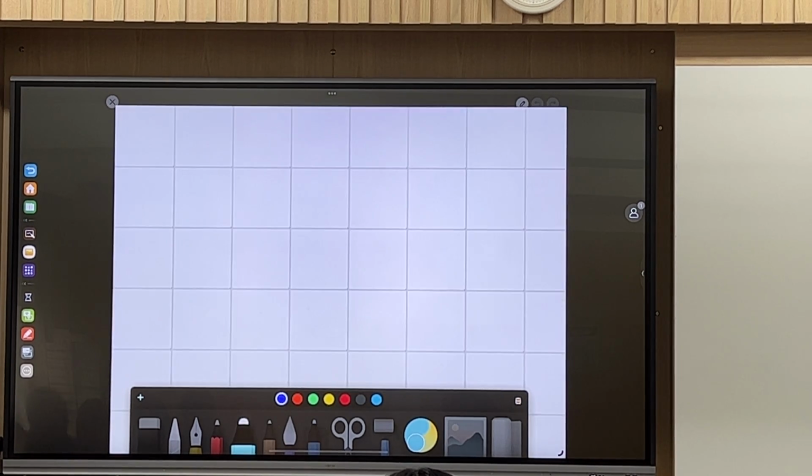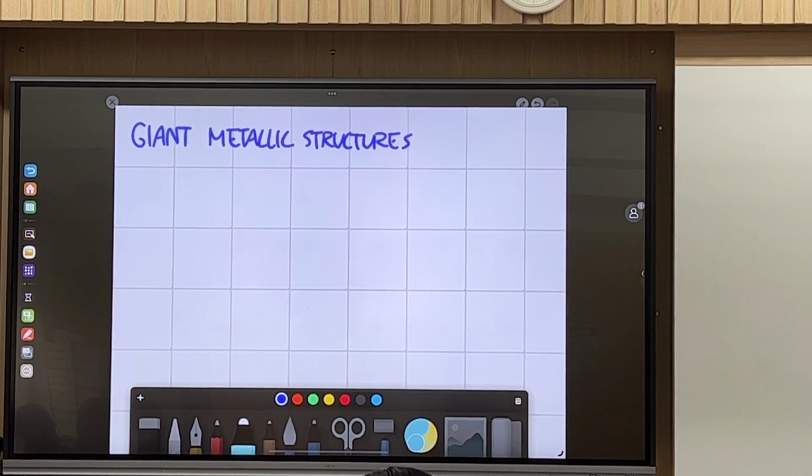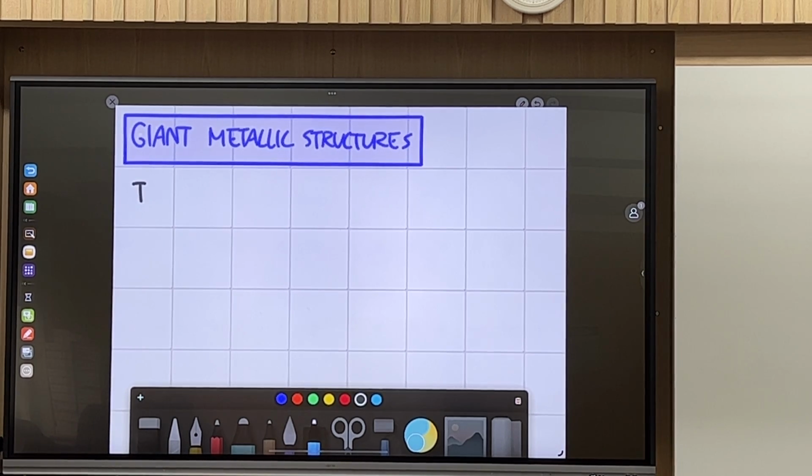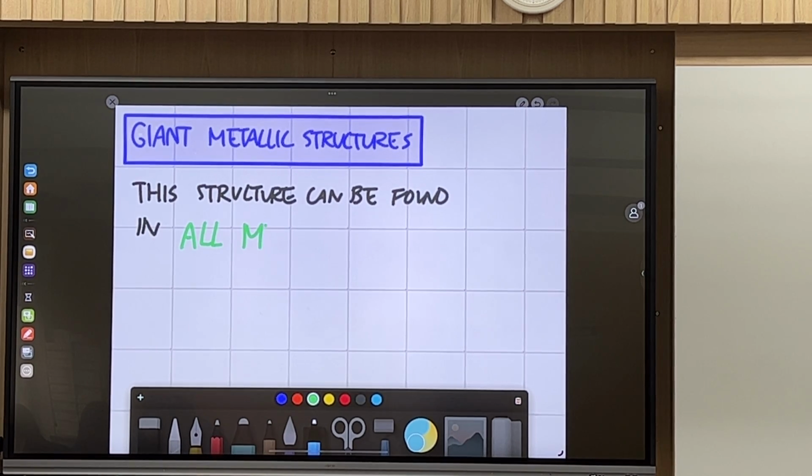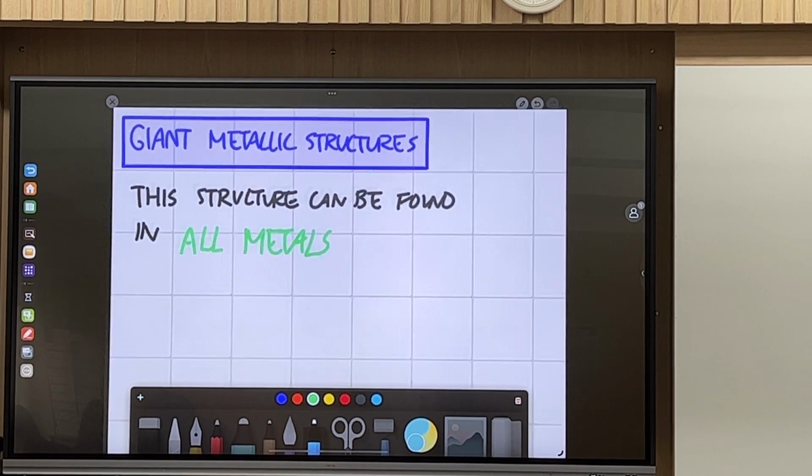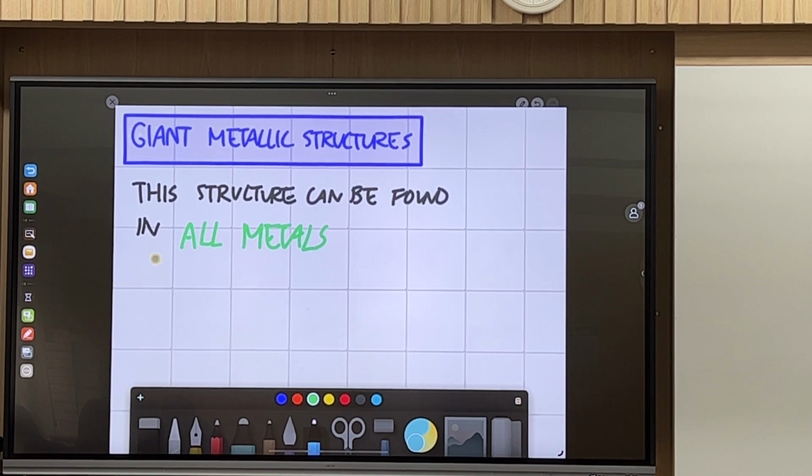So now on a new page in your notebook, write down giant metallic structures. This structure is found in all metals. Mercury is no exception. And the next chapter happens to be metals, so I make it the last thing we discuss. So the structure can be found in all metals.